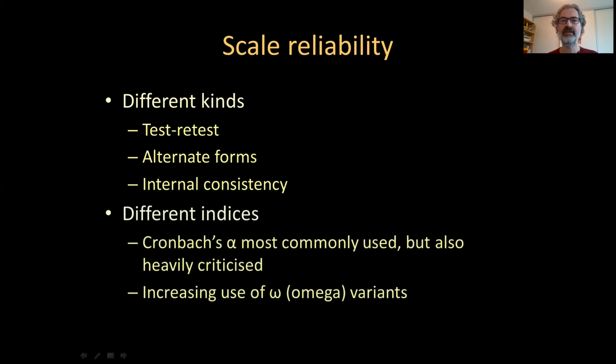There are many different ways to calculate that, different indices. Cronbach's alpha is the one that is most commonly used, the one that you're most likely to see in the literature. It has been heavily criticized since its inception because it depends on assumptions that are actually very rarely satisfied. Although the assumptions are not satisfied or are difficult to check, people still use alpha a lot. However, in recent times, we see increasing use of other kinds of indices that are much more complicated to calculate, but are not based on the same assumptions. And now that we have these programs to calculate everything for us, the complicated calculations are no issue.